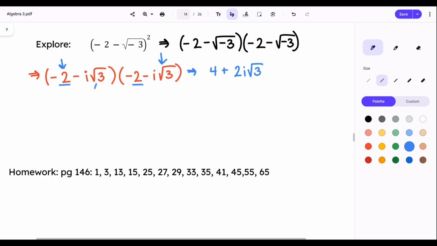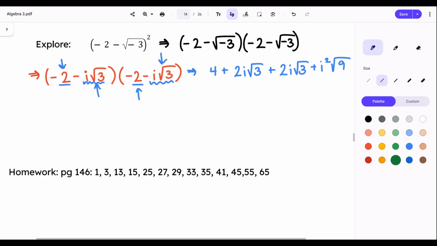My inside terms are the exact same pieces, a -i square root of 3 and a -2. So I'm going to have another +2i square root of 3. And then my last terms would be this -i radical 3 times -i radical 3. So a -i times a -i becomes positive i squared. And square root of 3 times square root of 3, they're both underneath the square root sign, so we can multiply those and get a square root of 9.